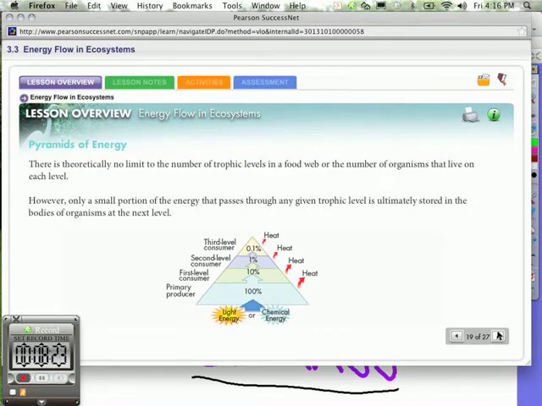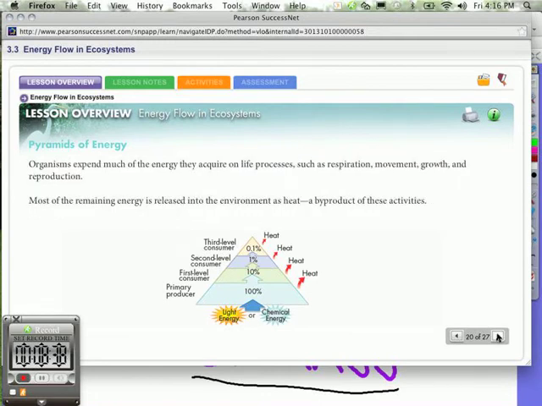However, only a small portion of the energy that passes through any given trophic level is ultimately stored in the bodies of organisms at the next level. Organisms expend much of the energy they acquire on life processes such as respiration, movement, growth, and reproduction. Most of the remaining energy is released into the environment as heat, a byproduct of these activities.